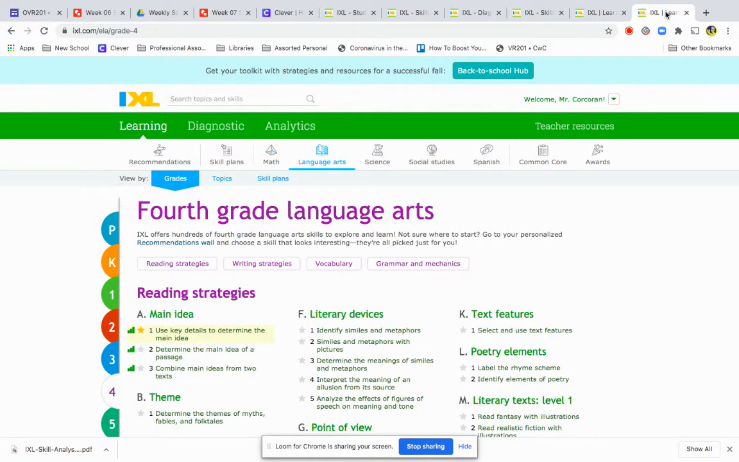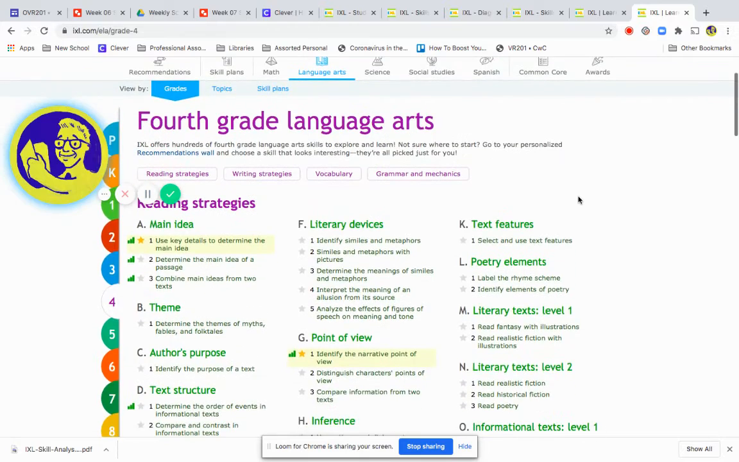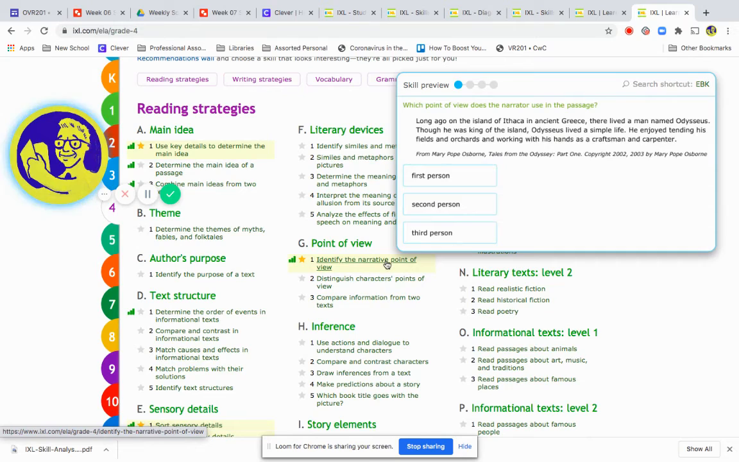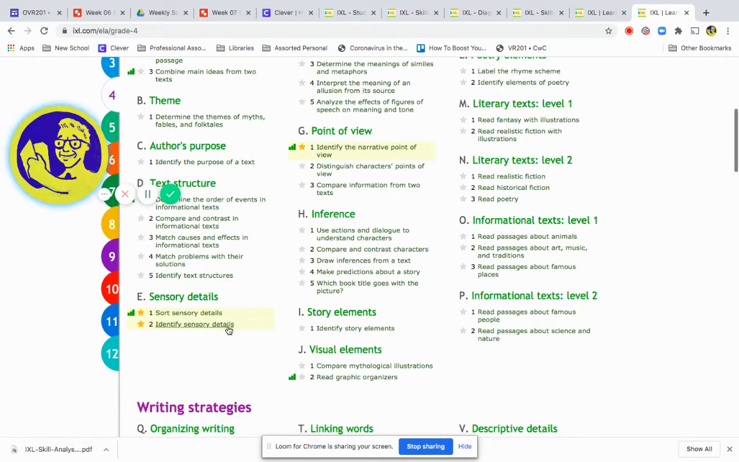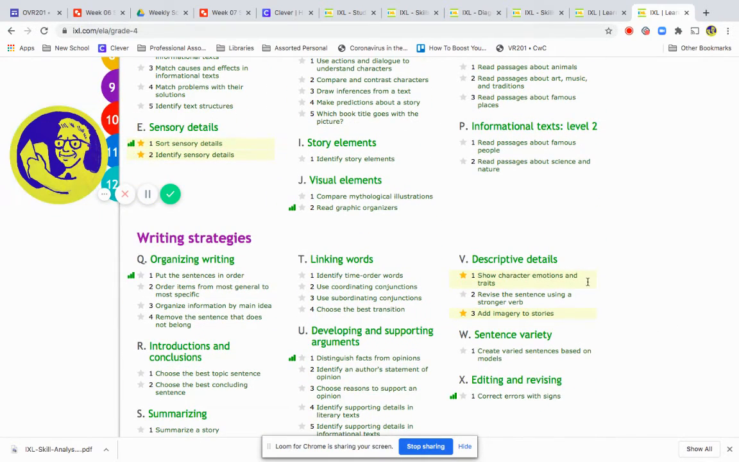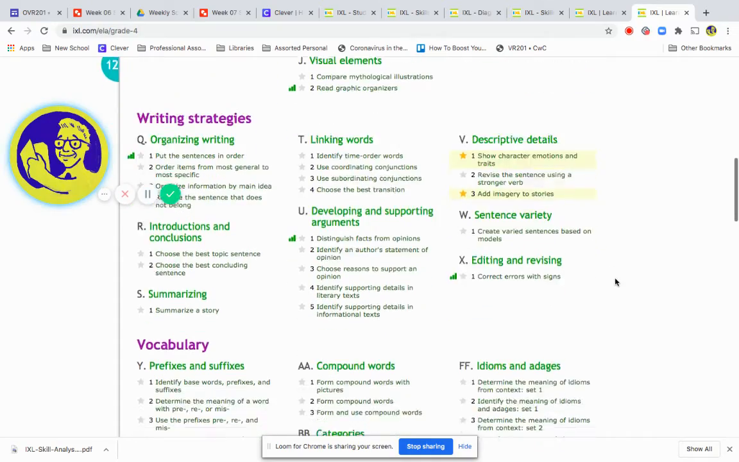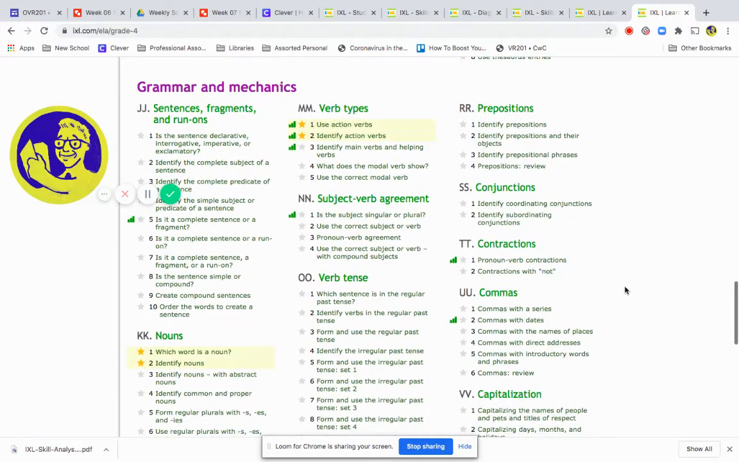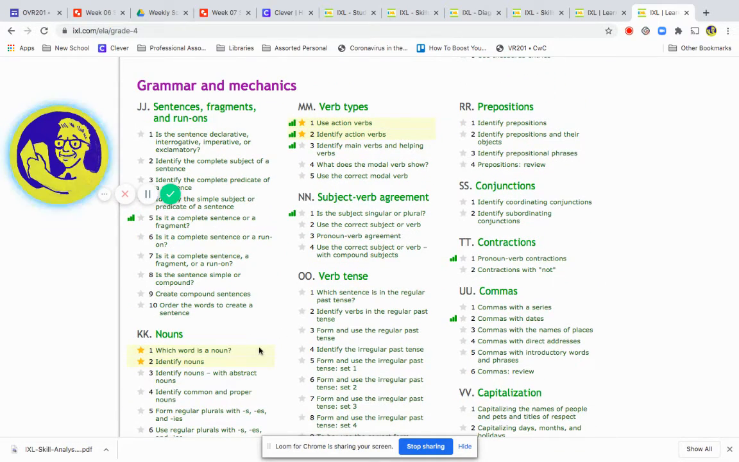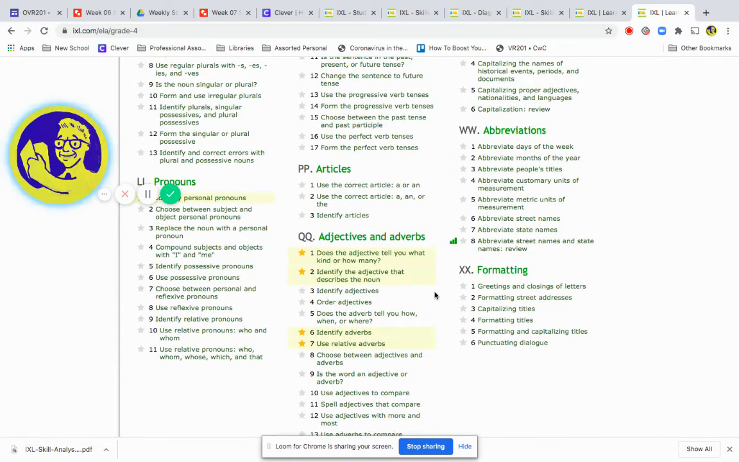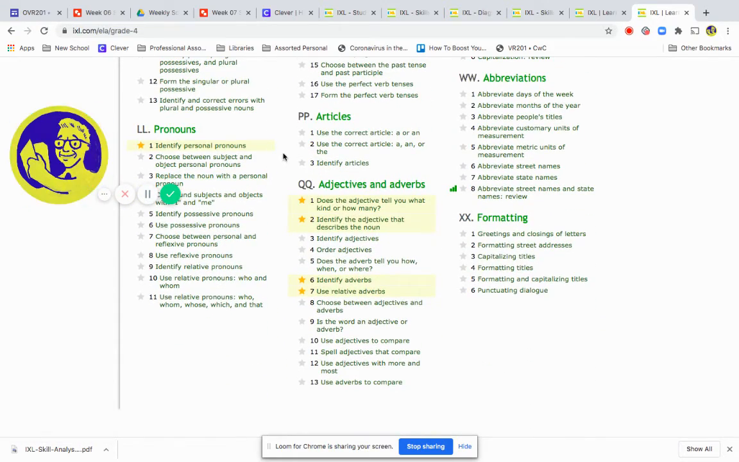For language arts, the areas of focus are key ideas, narrative point of view, sensory details, and these tie into writing, character emotions, adding imagery, shades of meaning, and here I did add nouns, verbs, and I thought I added, yes, adverbs, and even some pronoun work.